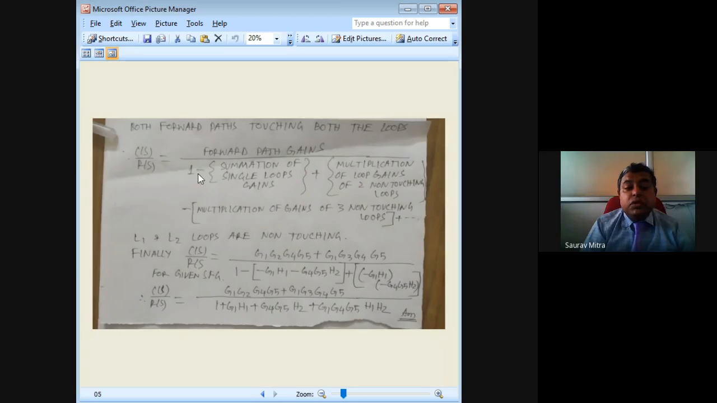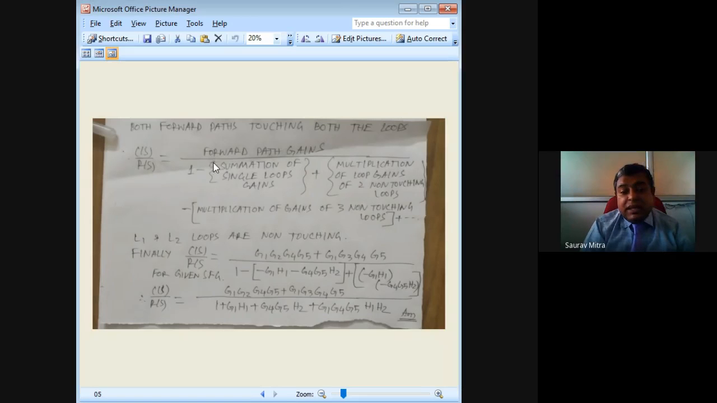What is the rule? The rule is 1 minus the summation of single loop gains. So what are the loop gains? The first loop is minus G1 H1, the second one is minus G4 G5 H2, and the signs are very important. So the first loop has a gain of minus G1 H1, the second loop has minus G4 G5 H2. So it is the summation of single loop gains: 1 minus of that, and the formula alternates: minus, plus, minus.